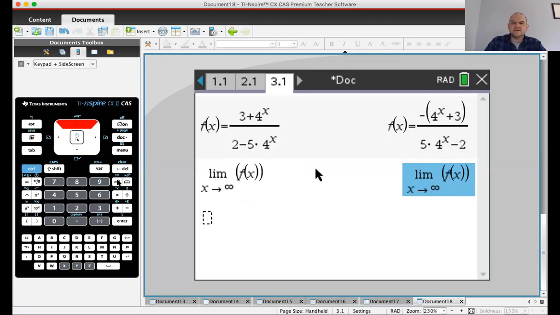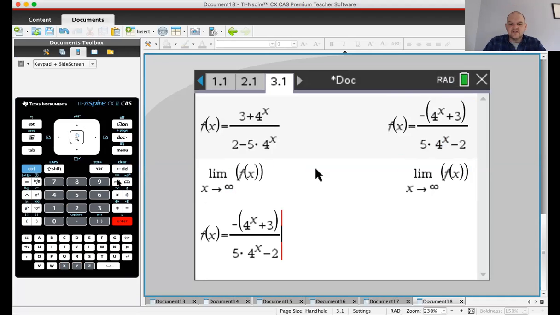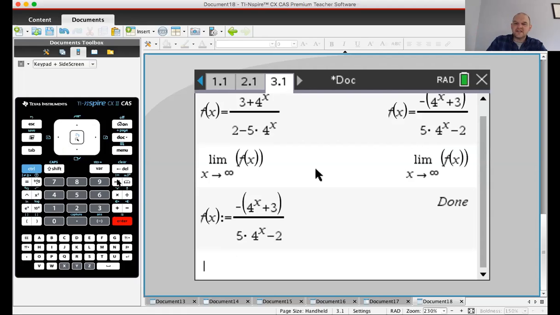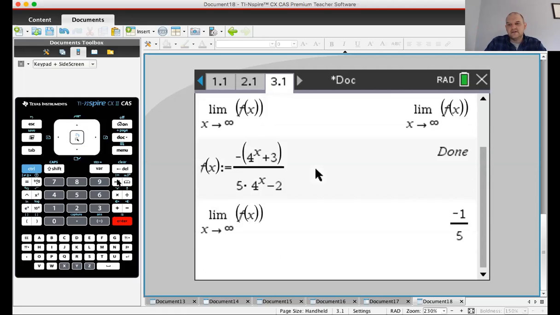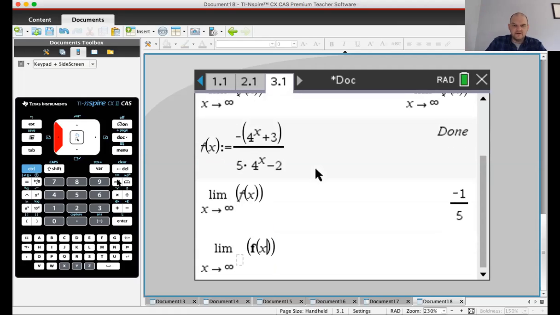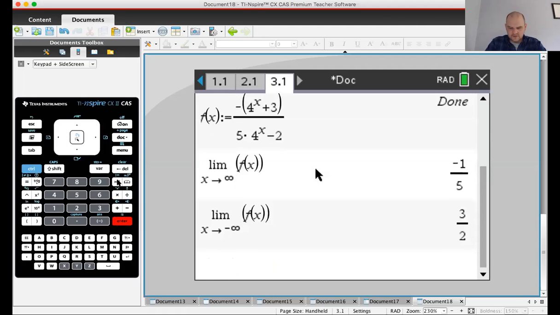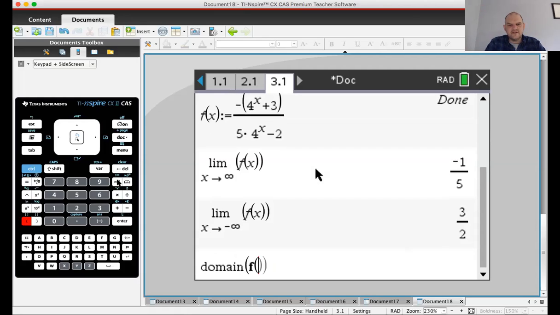Oh, look at that. I didn't define it, right? I just did equals, not colon equals. It should have said done. That was a tip off when I looked at it and thought that looks funny, because it didn't look like done. Negative 1/5, which we got. Nice. Let's go to negative infinity. So always copy anything you can copy and paste on the calculator. Do it. It's just faster. 3/2. Awesome. Okay, so let's get the domain of f of x.